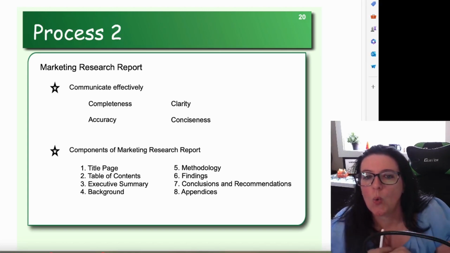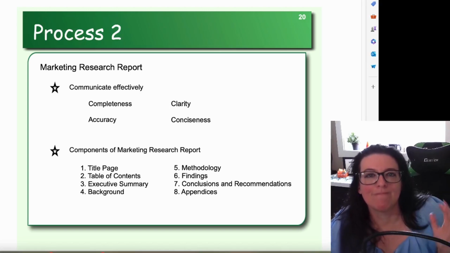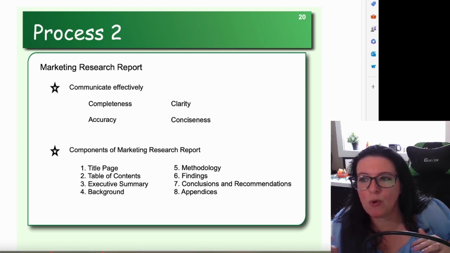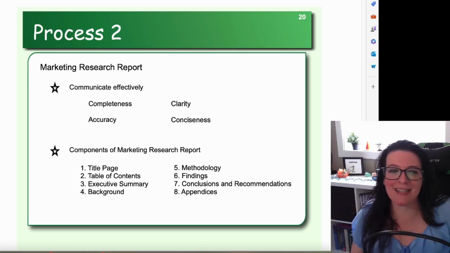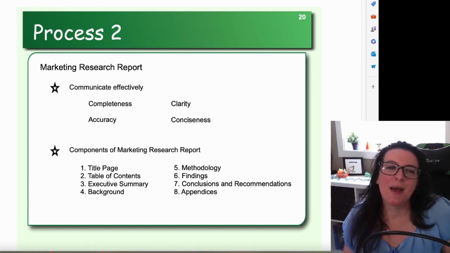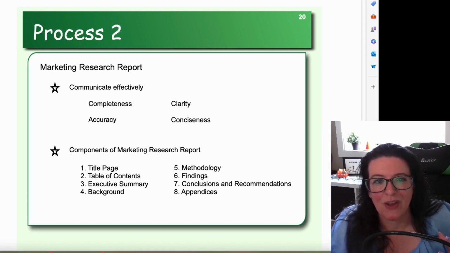Okay? We want it to be concise. Don't try to impress by telling everything you found. Stick to the most important pieces. You can have an appendix where you have a lot more detail if they want to dig through the weeds, but your report is going to hit those highlights. All right, we need it to be accurate.